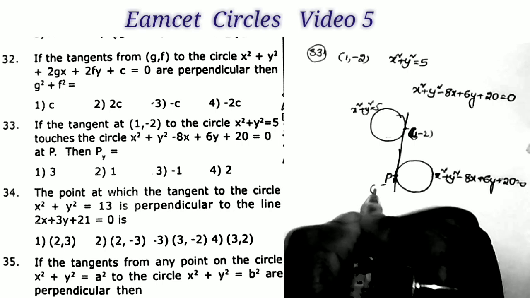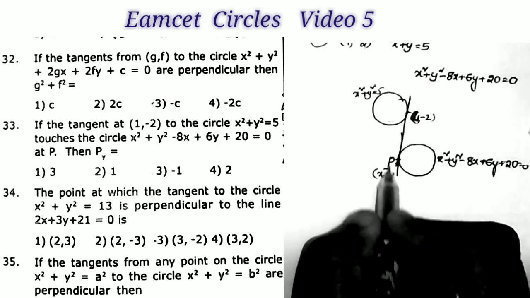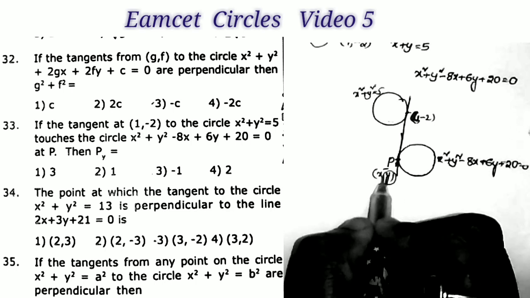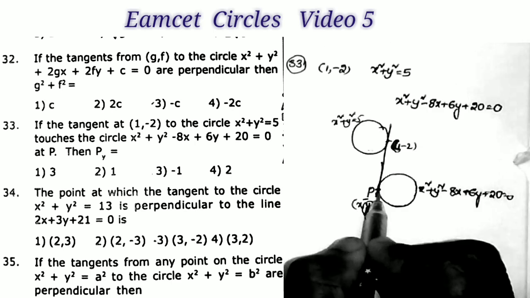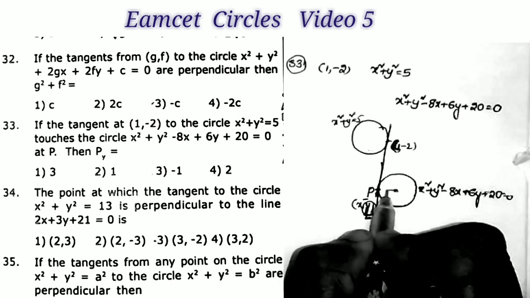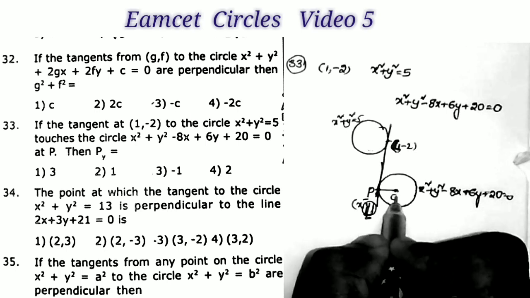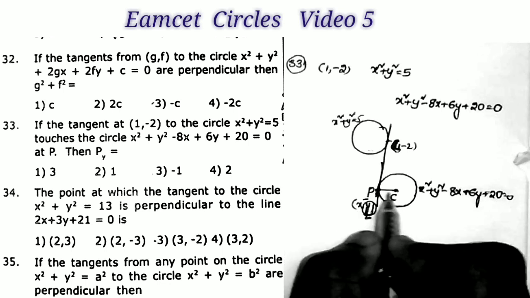Then what is Py? Suppose here P is equal to (x, y), then Py means we want the y coordinate. That is the given question. So simply we want this point. What is this? This is nothing but the foot of the perpendicular from the center to this line. Okay, this is nothing but the foot of the perpendicular.